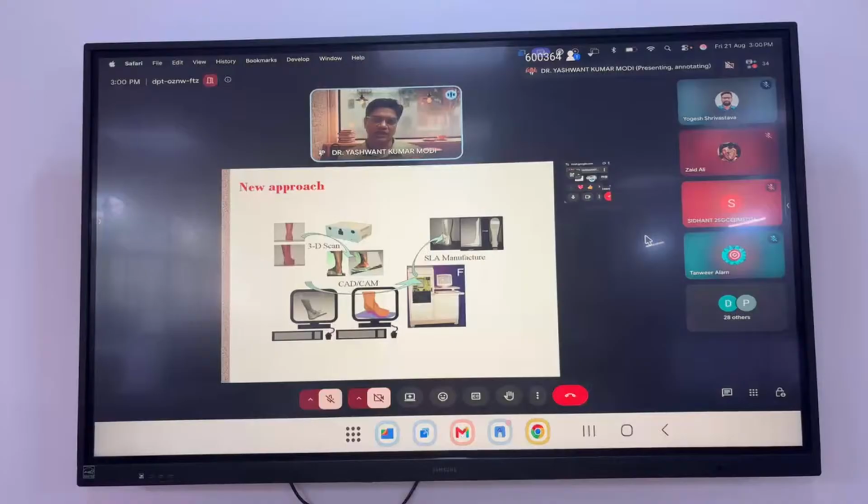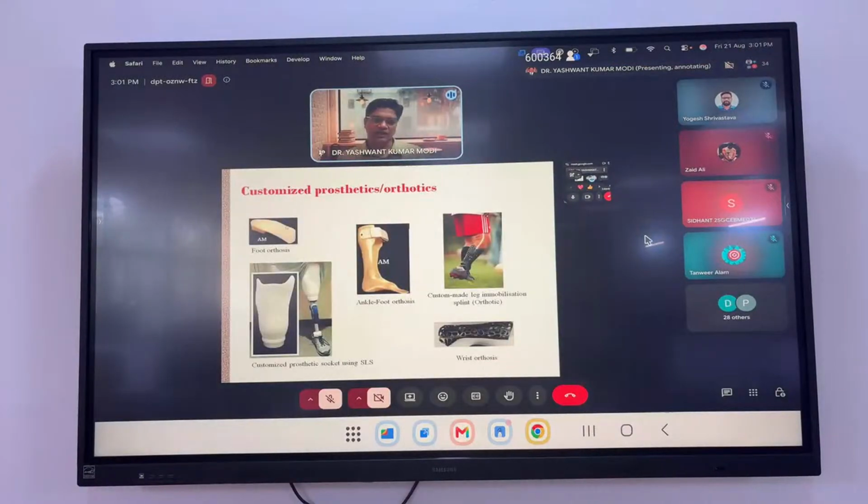Once we fit the surface, then we can create a CAD model of the same. Once the CAD model is prepared, then we can directly print that CAD model using any of the 3D printing technologies. So here are some examples of orthotics and prosthetics. Here you can see these are all additively manufactured prosthetics and orthotics.